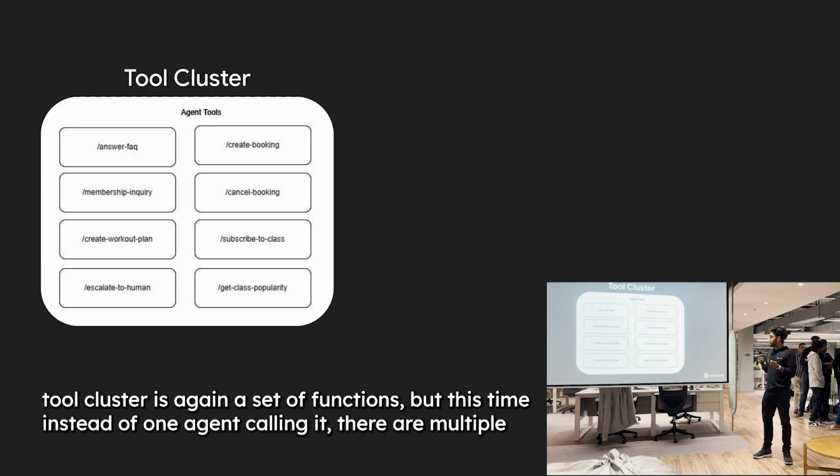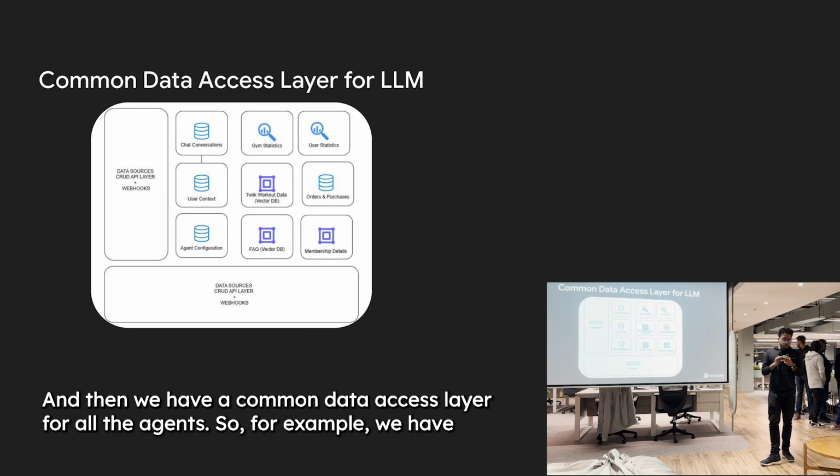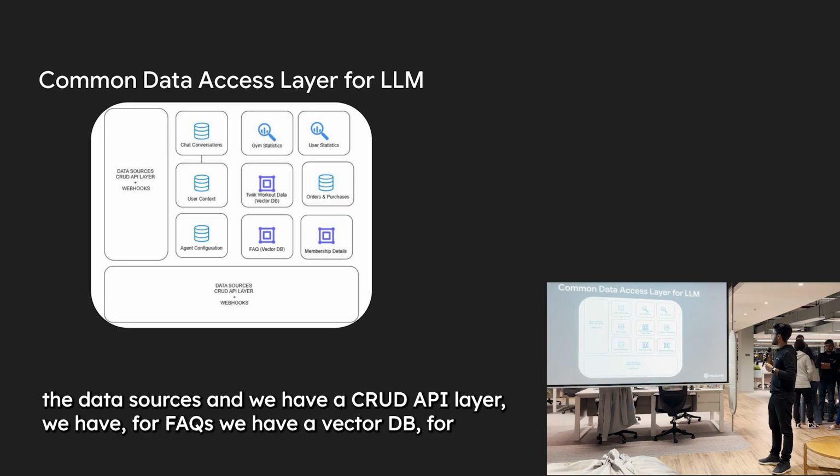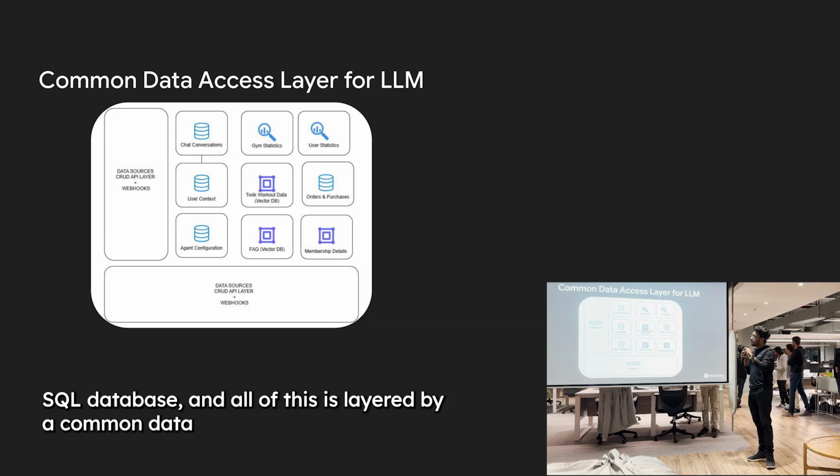Now the tool cluster is again a set of functions, but this time instead of one agent calling it, there are multiple combinations of agents calling the tools on demand. And then we have a common data access layer for all the agents. So, for example, we have the data sources, and we have a CRUD API layer. For FAQs, we have a vector DB; for agent configuration and orders and purchases, we have a SQL database, and all of this is layered by a common data access layer.